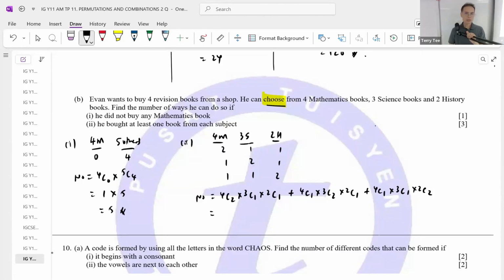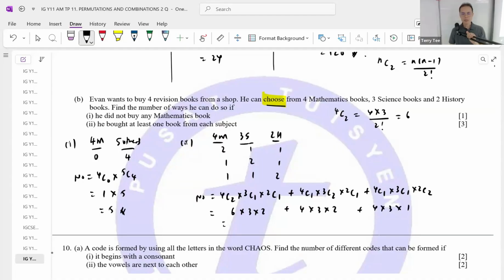Okay, so guys, what is this? 4C2? 6, right? Okay, can I work it out separately? Because we've done this a few times, guys. 4C2 is 4 factorial divided by 2 factorial times 2 factorial. So I just do 4 times 3 over 2 factorial. Isn't it 6? Can I do this shortcut? Remember, I say this for nC2 is n times n minus 1 over 2 factorial. So I'm just going to write this as 6 times 3 times 2, and 4 times 3 times 2, and 4 times 3 times 1. Okay, so the first one is 36. Second one, 12 times 2, 24. Hey, no calculator. And this one is 12. The answer is what? 72.